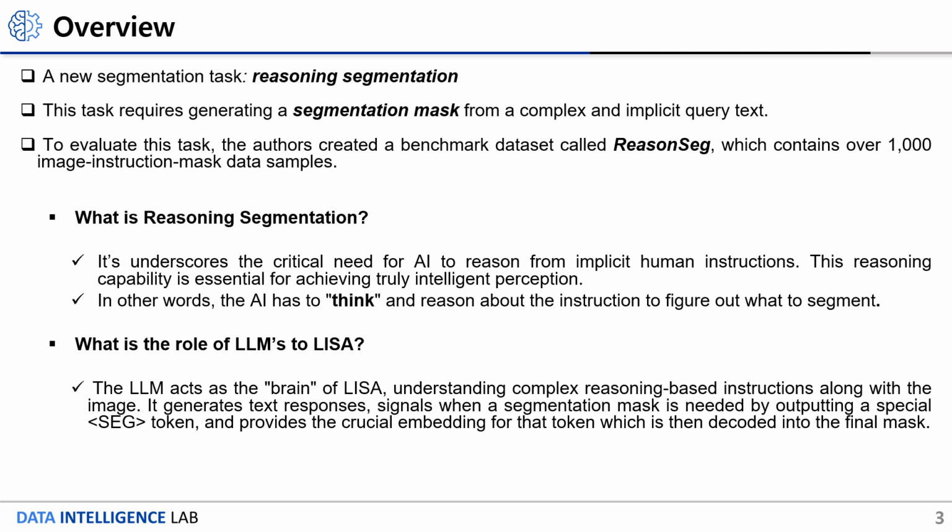Now, what is the role of the LLM in LISA? The LLM acts as the brain of LISA, understanding complex reasoning-based instructions along with the image. It generates text responses, signals where the segmentation mask is needed by outputting a special token, and provides the crucial embedding for the token, which is then decoded into the final mask.